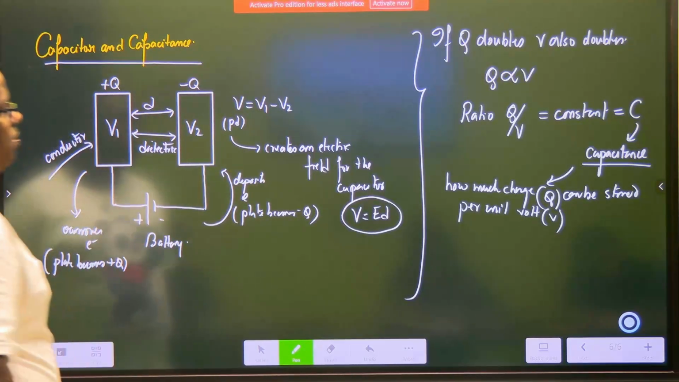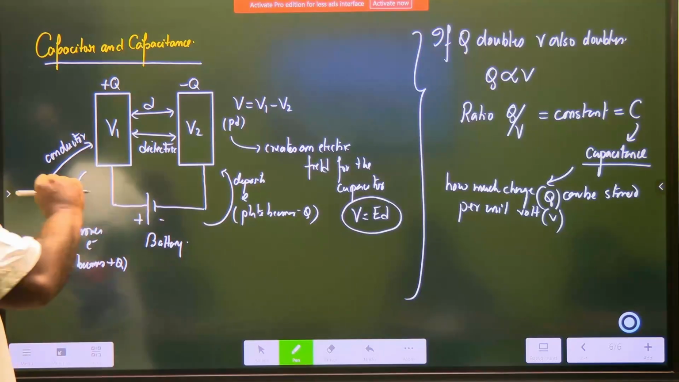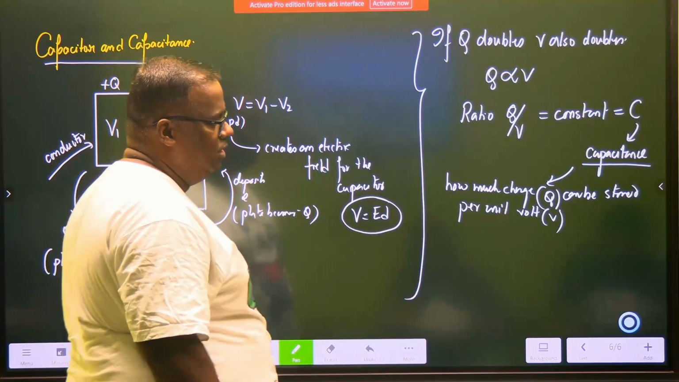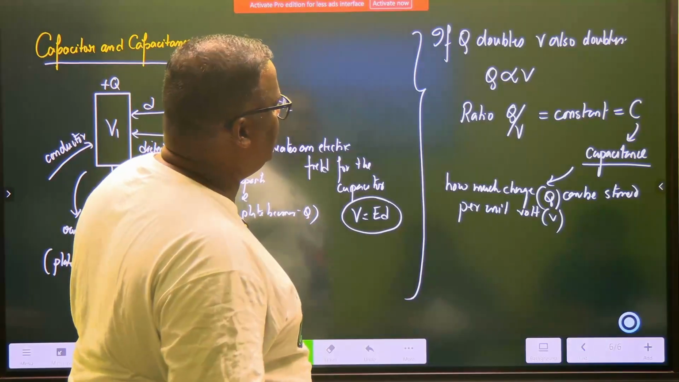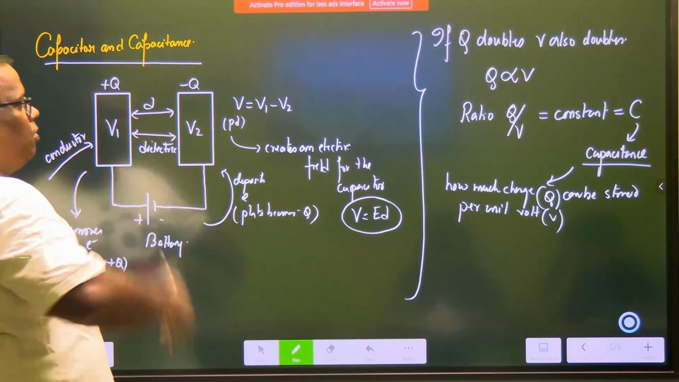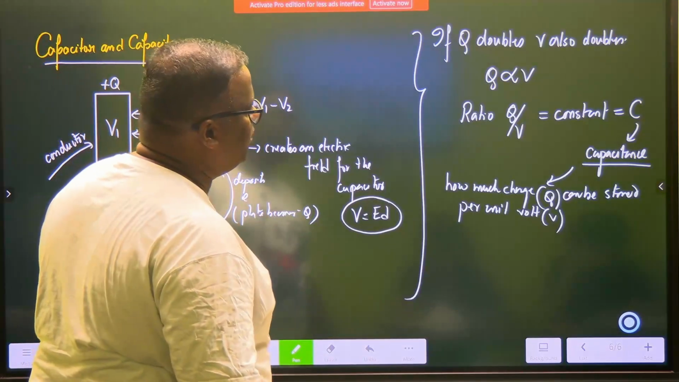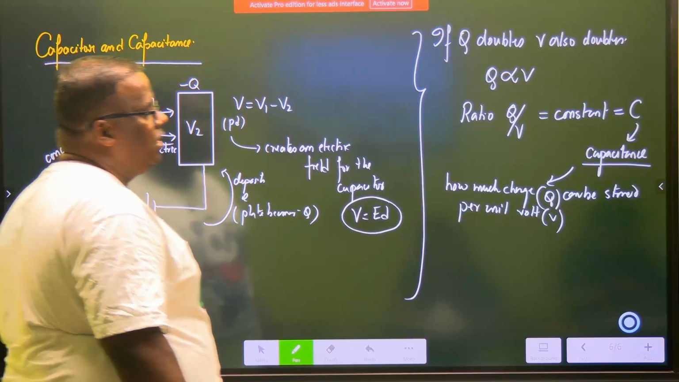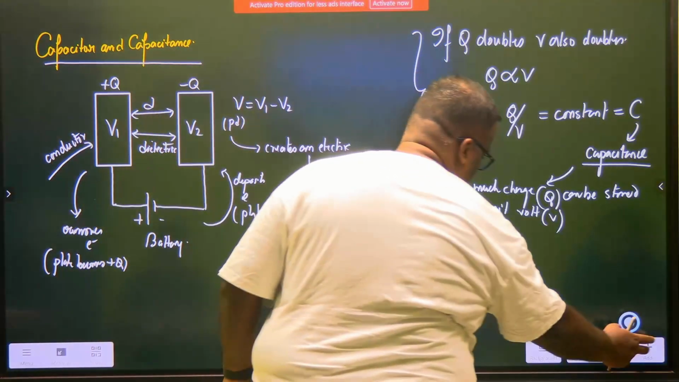Have you written this much? Did you understand this much? Now I'll write something which might be a little bit difficult to accept, but with an example you will understand. If Q doubles, V also doubles. Q is directly proportional to V. The ratio Q by V is constant, which is known as C, which is capacitance. How much charge can be stored per unit volt? Now let's see what we are writing now.